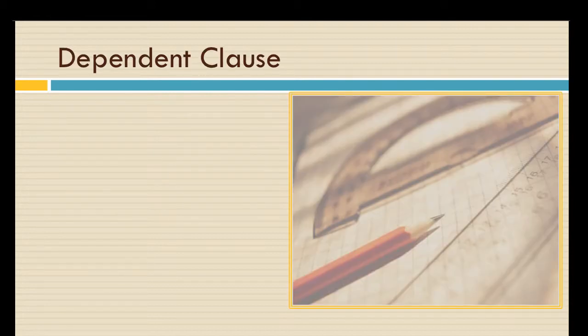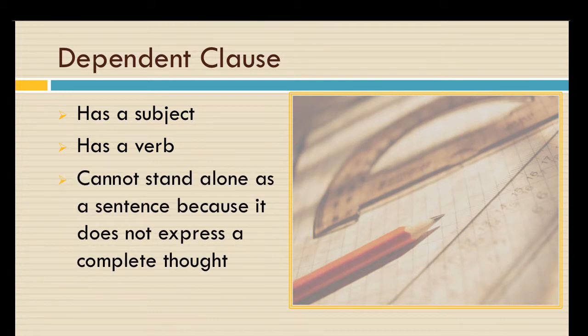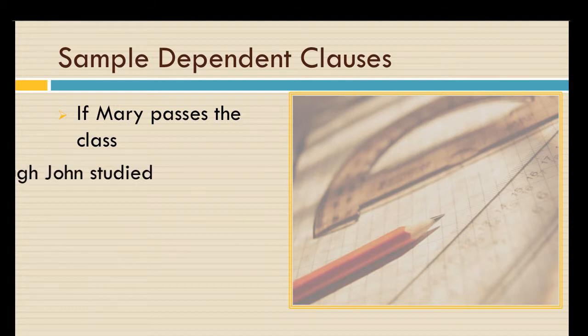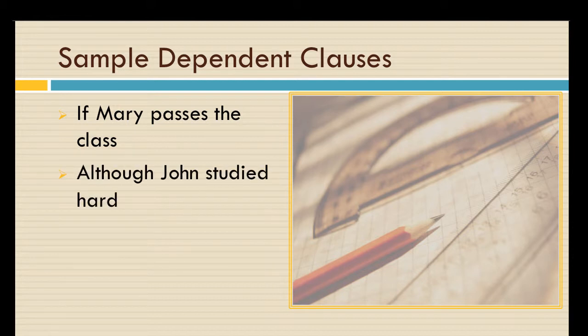Another word group in English is the dependent clause. A dependent clause has a subject, and it has a verb. In fact, all clauses have subjects and verbs by definition. But a dependent clause cannot stand alone as a sentence because it does not express a complete thought. Let's look at some sample dependent clauses. If Mary passes the class. Although John studied hard. When she goes to the store.